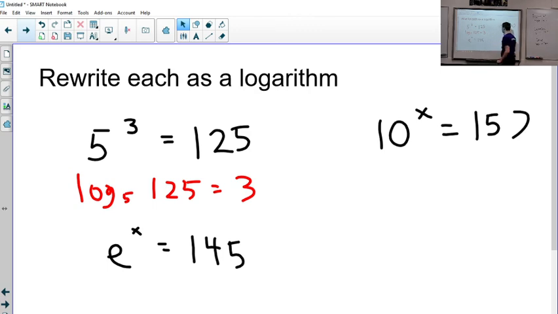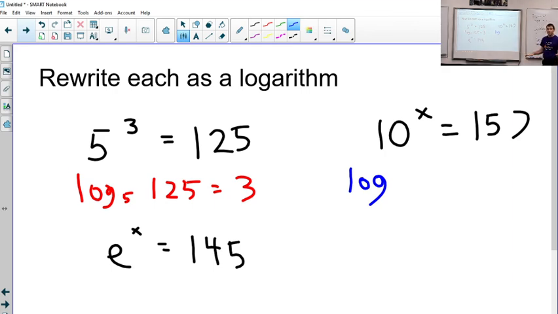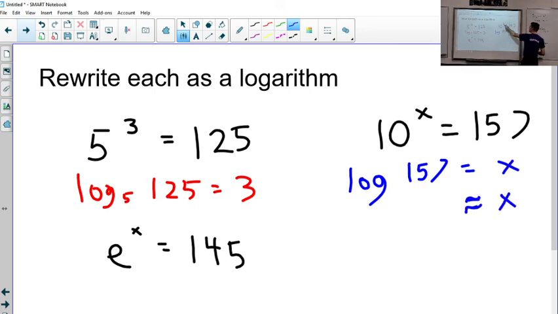Okay, now let's do this with our other logs that we just talked about. 10 to the x equals 157. So let's rewrite this. Log, the base is 10, so I don't even need to write it because if the base is 10, that's implied if I just write log of 157 equals x. And so when I had it written out as an equation, 10 to the x, I had no way to figure out what that was. But now that I've rewritten it, I can find the log button in my calculator and just type log of 157 and know that x is about 2.195. So about 2.2.